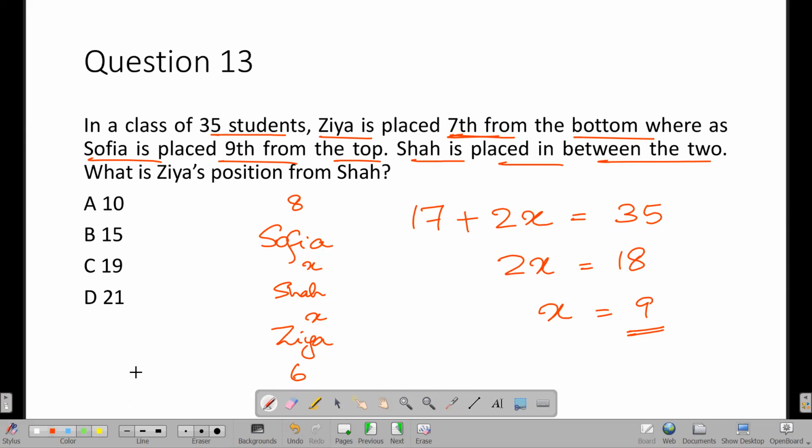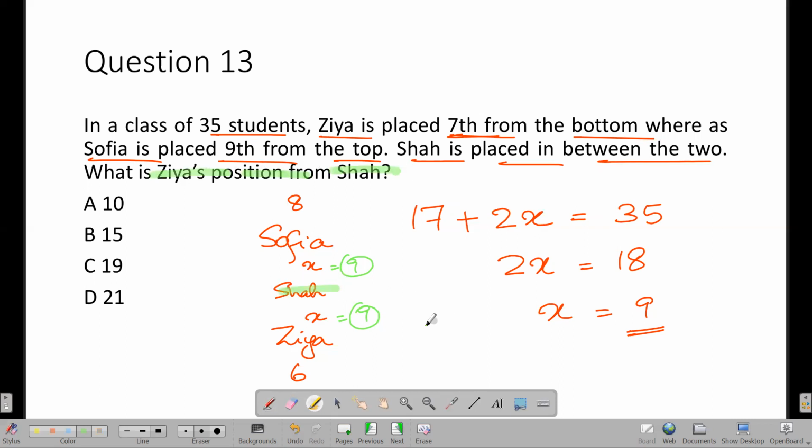So we can consider that between Sofia and Shah, 9 people are there. Between Shah and Ziya also, 9 people are there. That is the logic. Now, the question is, what is Ziya's position from Shah?